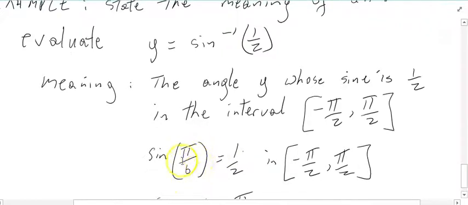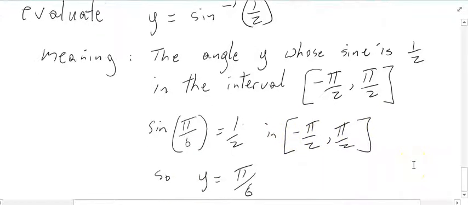We know the sine of pi/6 is equal to 1/2 in the interval -pi/2 to pi/2. Therefore, the angle y, the special angle y that we are looking for, the specific angle y that we're looking for is y is equal to pi/6 radians.